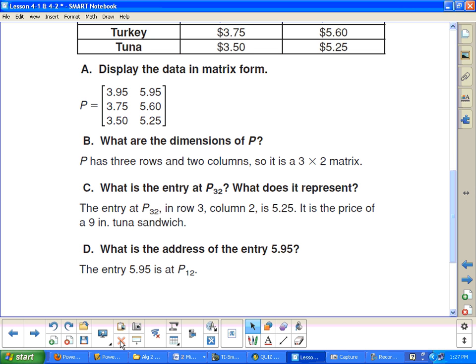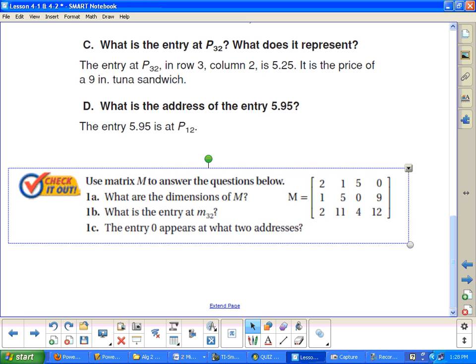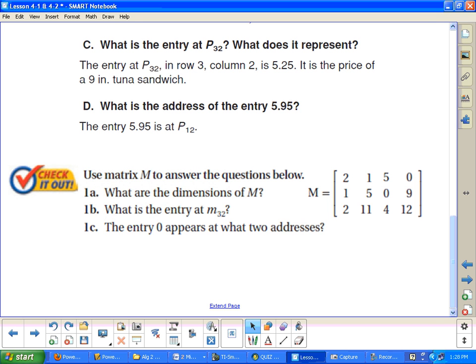So the dimensions are how many rows there are by how many columns. Okay, so this one is a 3 by 2. The entry at P sub 32 means I'm going to go to row 3, entry 2, and figure out where that one is. Okay. And if we're looking for the address, it is the row number by the column number. Okay. So do those same 3 questions basically for this one.